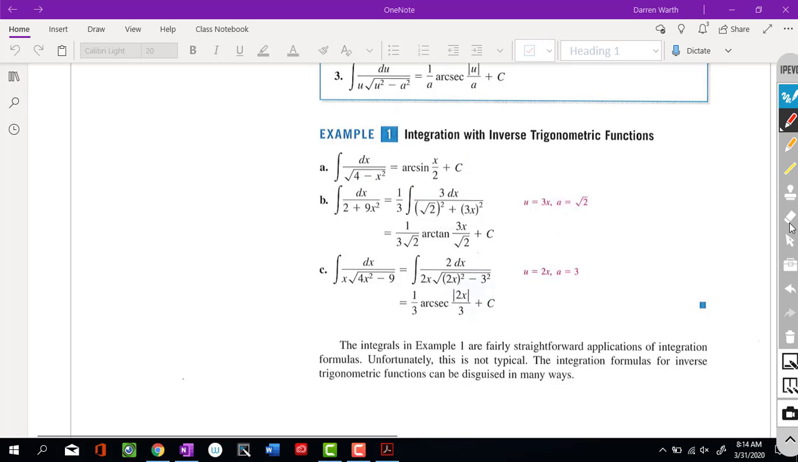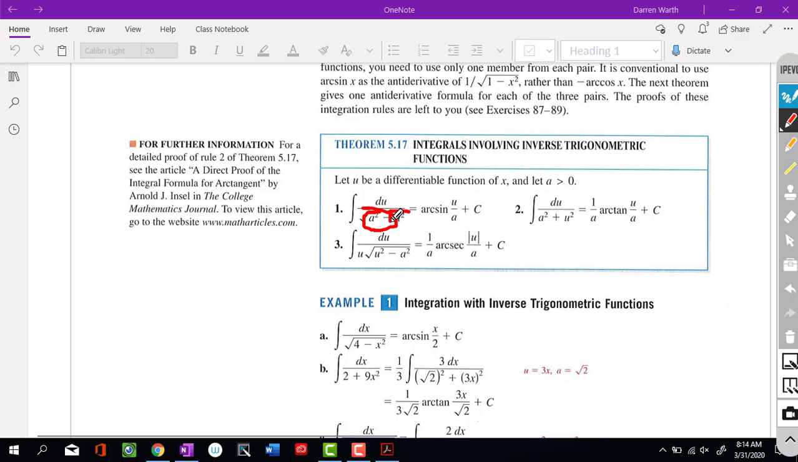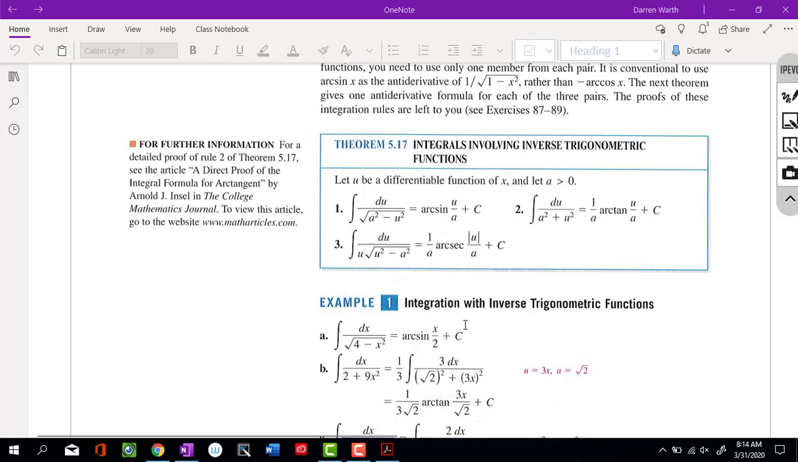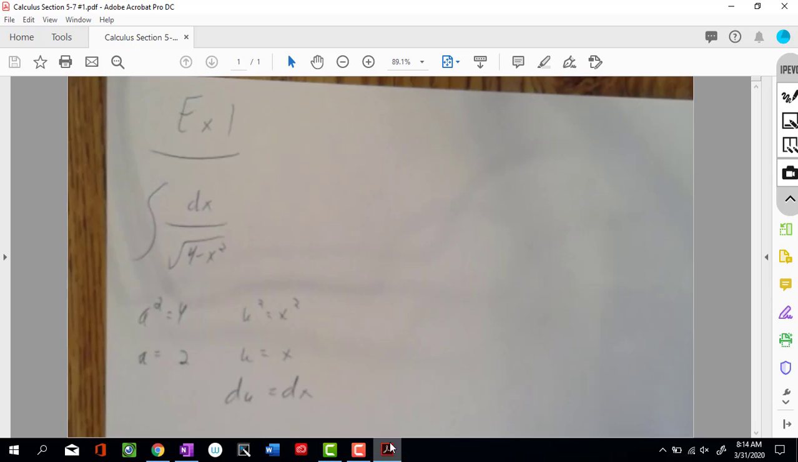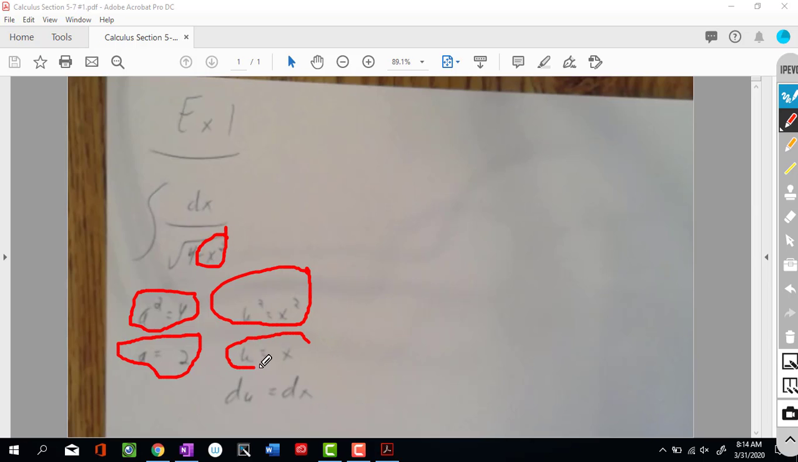So I have to get it to match up, and figure out what my a is. Notice this is a squared, and this is u squared. What I like to do is let a squared equal whatever the constant is, and I can see that a is going to equal 2. Then I let u squared equal x squared. Taking the square root of both sides, I get u equals x, and taking the derivative, du equals dx.